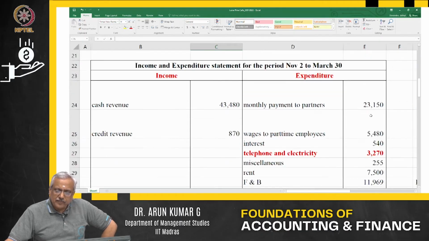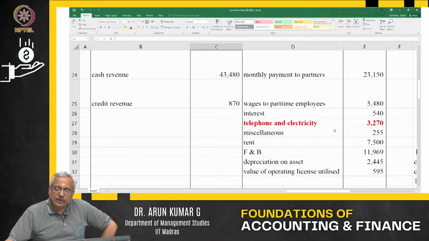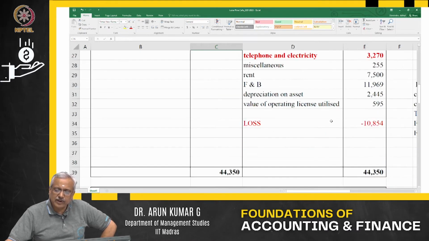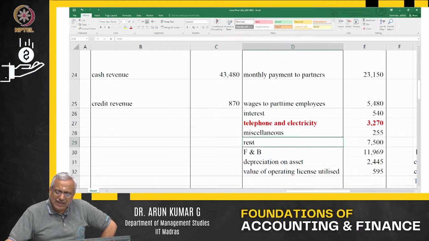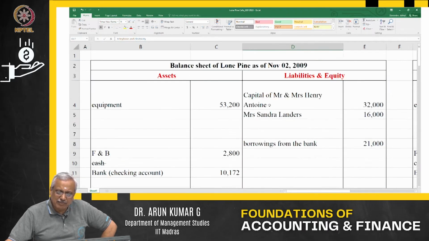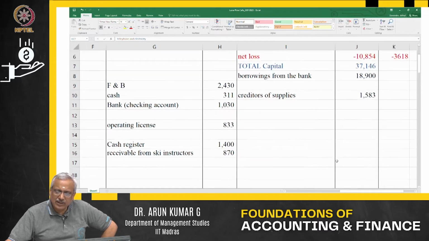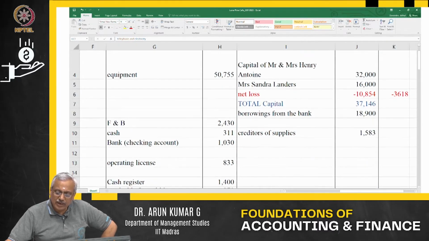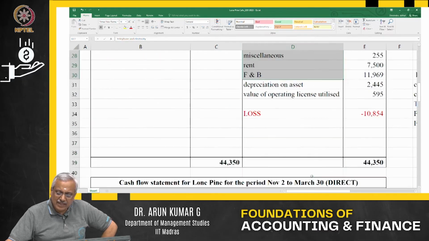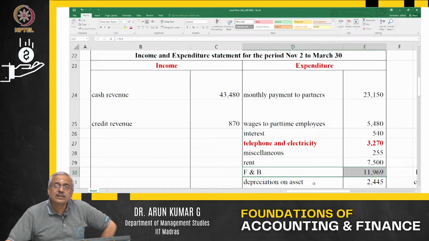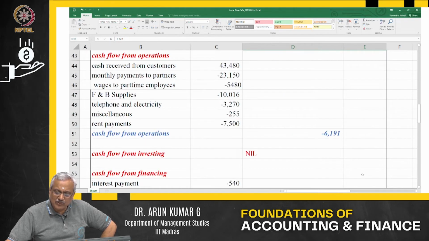Now, further we go here. We're starting with the expenses. Let's go to the revenues part of it. There is something called rent, 7,500, miscellaneous, telephone, etc. For all these three, if you look at the opening or the closing balance sheet, there is nothing pending with regard to any of these. So I don't worry about all that. Let us look at your F&B supplies. Your F&B supplies is 11,969.